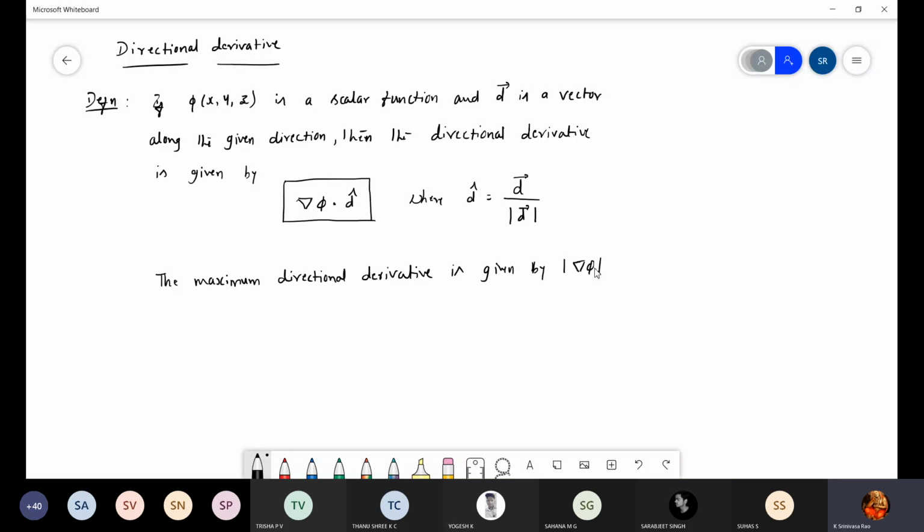If they ask the question, find maximum directional derivative, okay, maximum directional derivative nothing but just for given phi, you calculate gradient grad phi and calculate its magnitude. That's it. Whereas if they ask to find the directional derivative, you have to calculate grad phi dot d cap. I hope you understand. So it is the dot product.